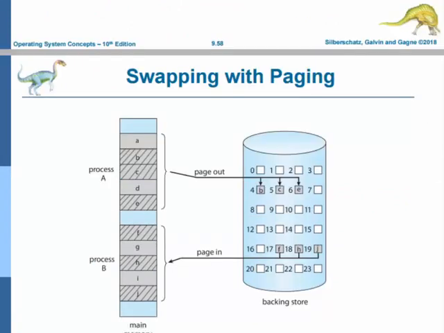wherein we will see the subset of pages for processes A and B being paged out and paged in respectively. We will see in the next module that swapping with paging works well in conjunction with virtual memory, because we're talking about virtual memory on this particular topic.